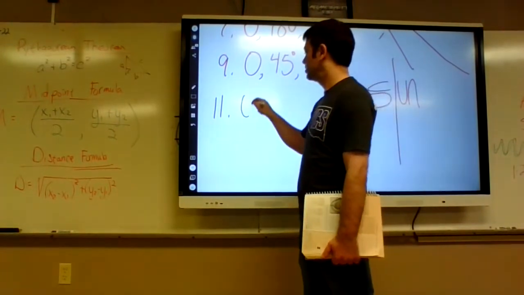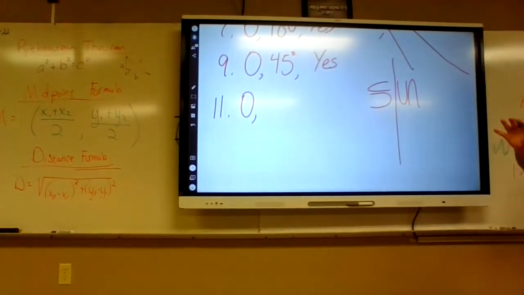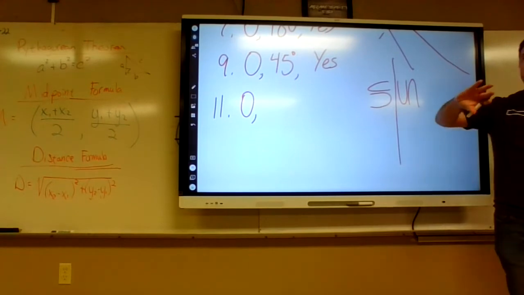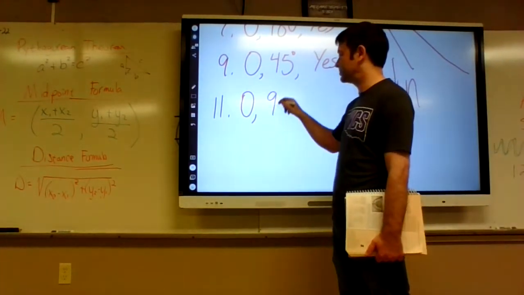Glide rotation might work. We're not doing glide reflections. Can we rotate it and it looks the same? Yes. 90 degrees. Just like the square, you can turn it 90 degrees and it looks the same.